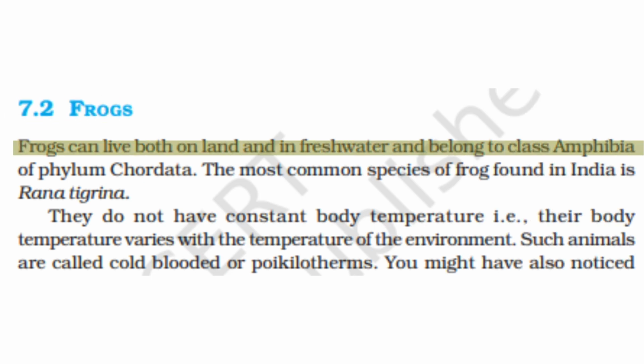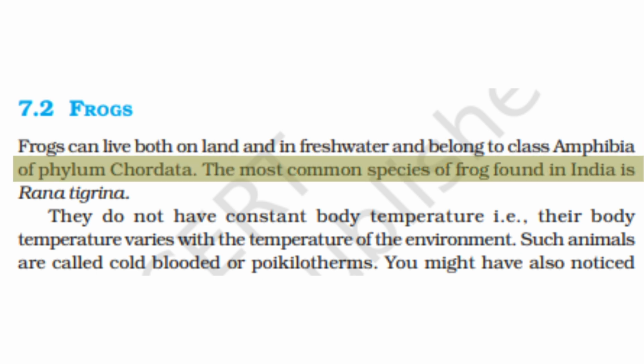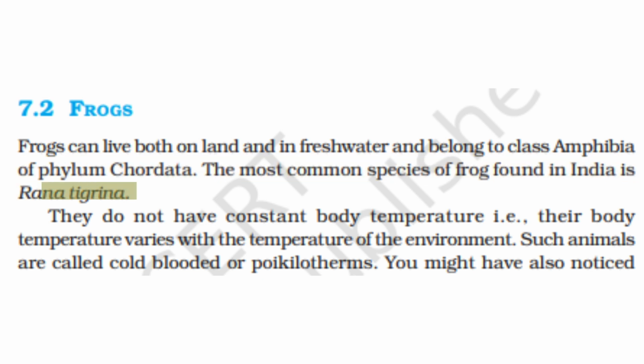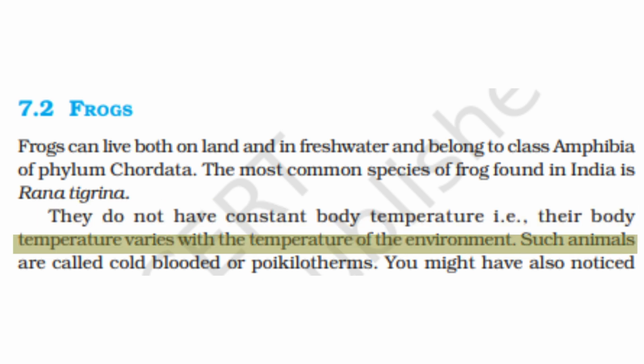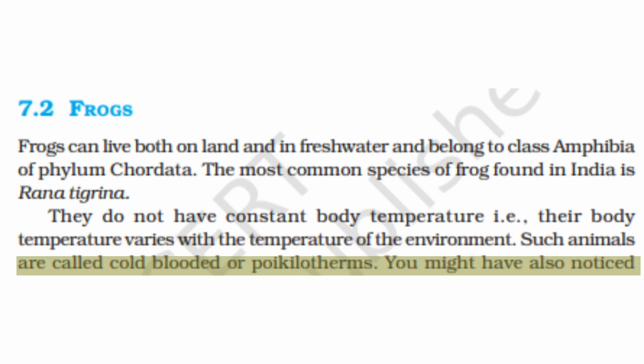Frogs. Frogs can live both on land and in freshwater and belong to class Amphibia of phylum Chordata. The most common species of frog found in India is Rana tigrina. They do not have constant body temperature, that is, their body temperature varies with the temperature of the environment. Such animals are called cold blooded or poikilotherms.